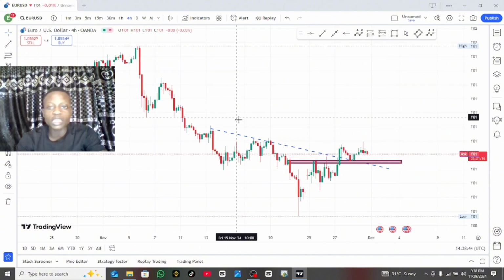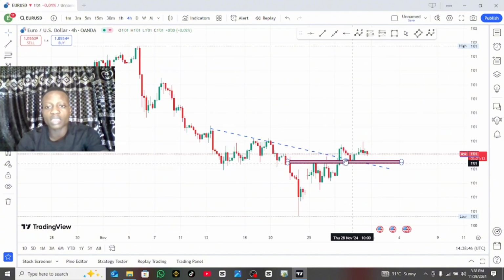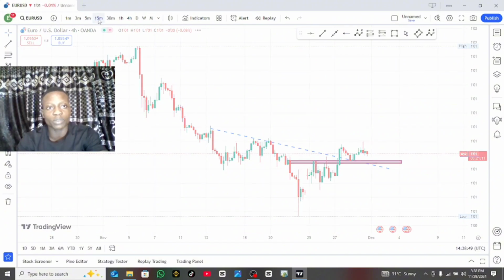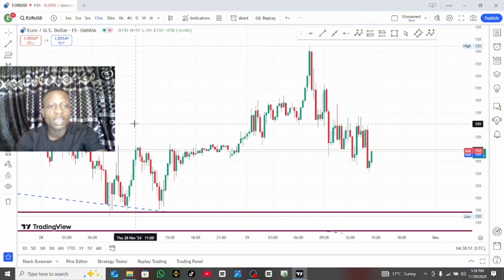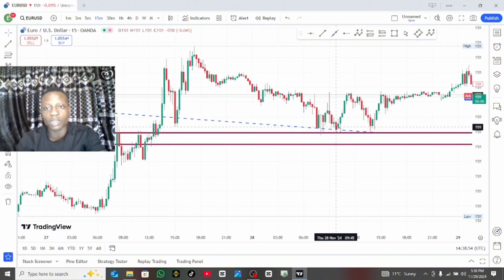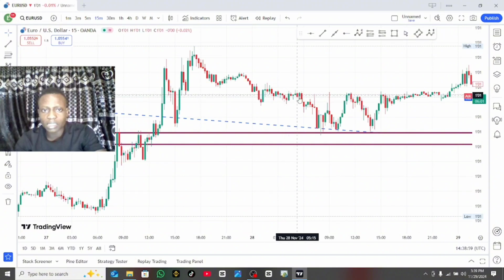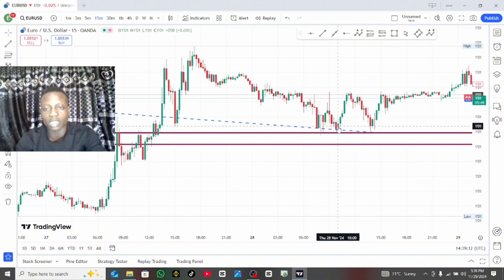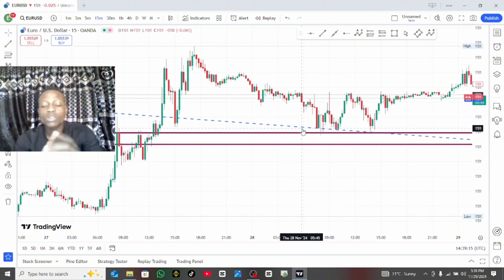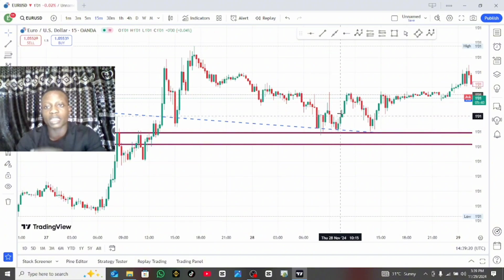Immediately I spotted this on the 4-hour time frame, I switched to the 15-minute time frame to look for my pattern to form. As I switched, the market was at this area at that time, and I saw the market come down to touch this support level and the trend line. Then I waited for the market to form something like a W pattern, like a double bottom, so that I'd enter for a buy, because I know whenever the market comes to a support level and a trend line like this, it will form a W pattern, then move up straight.